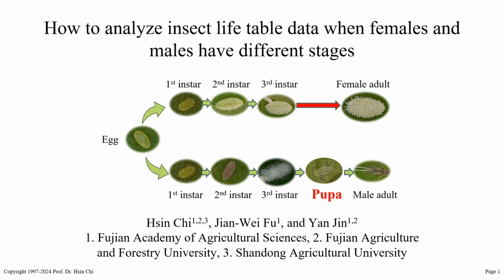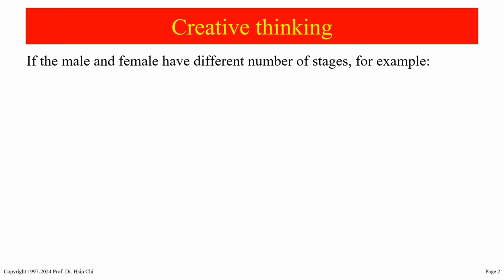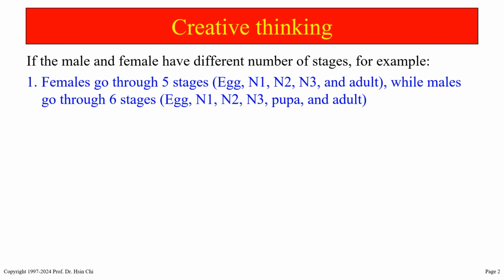This video shows you how to analyze insect life table data when females and males have different stages. Creative thinking. If the male and female have different numbers of stages, for example, first, females go through 5 stages, egg, N1, N2, N3, and adult, while males go through 6 stages, egg, N1, N2, N3, pupa, and adult.